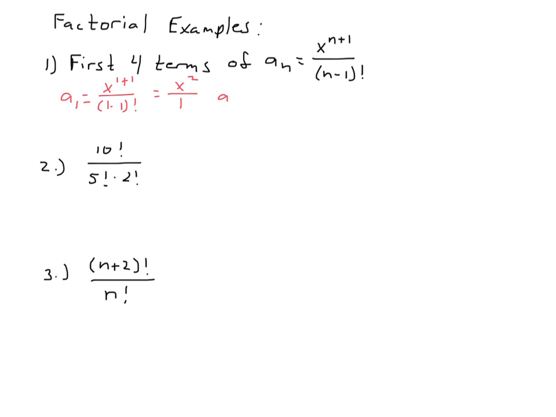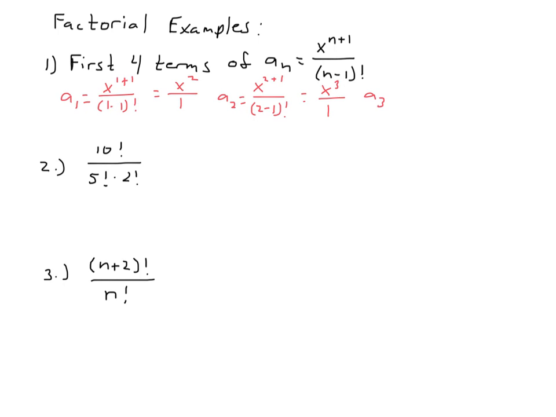A sub 2 is going to be x to the 2 plus 1 power over 2 minus 1 factorial, which comes out to be x cubed over 2 minus 1 factorial, which is 1 factorial, which is also 1.